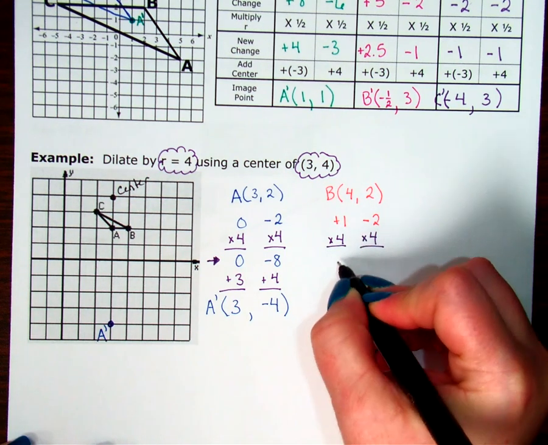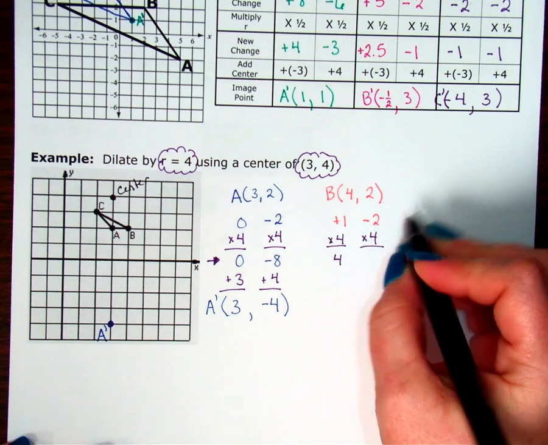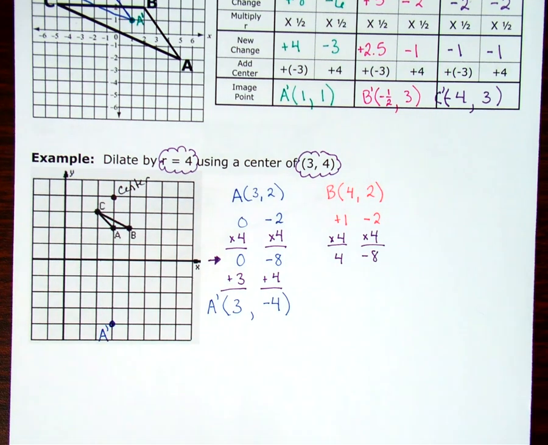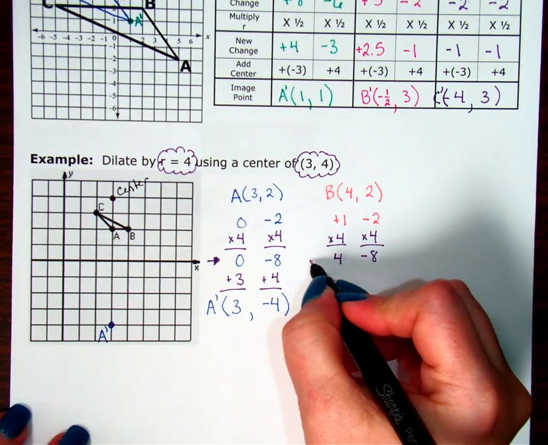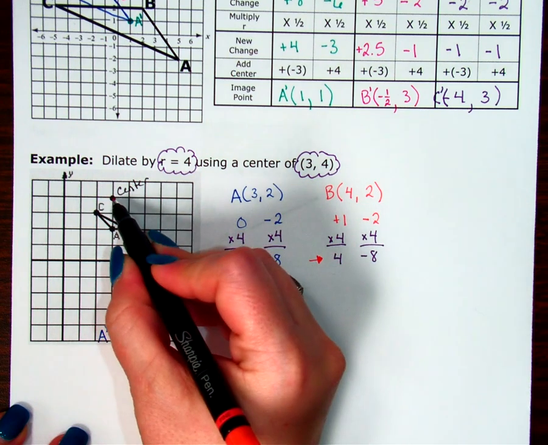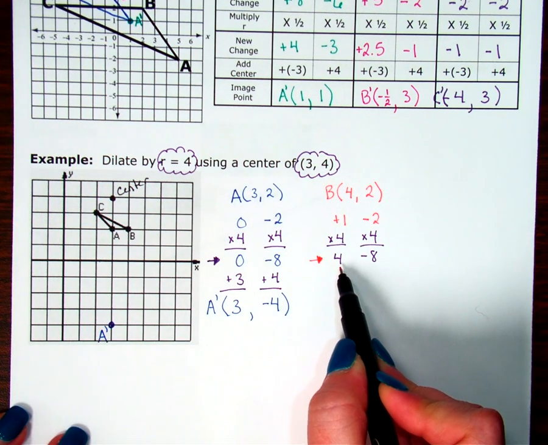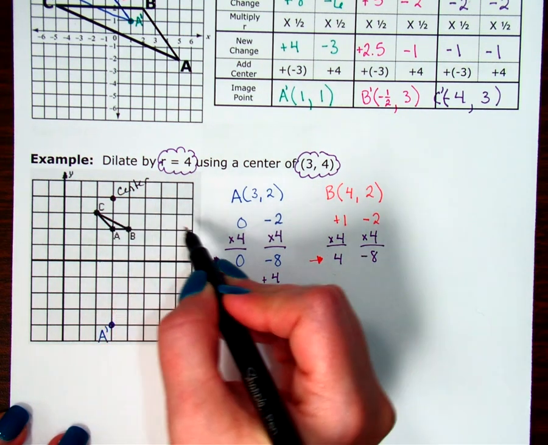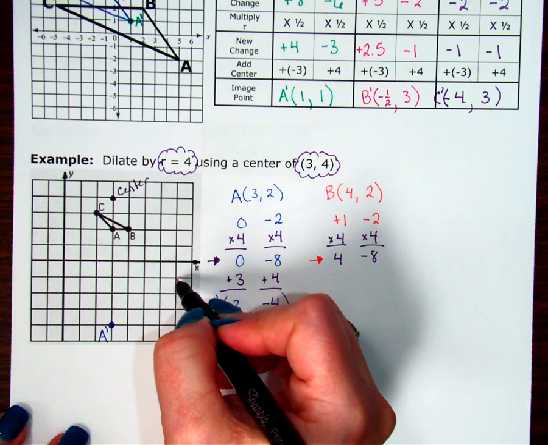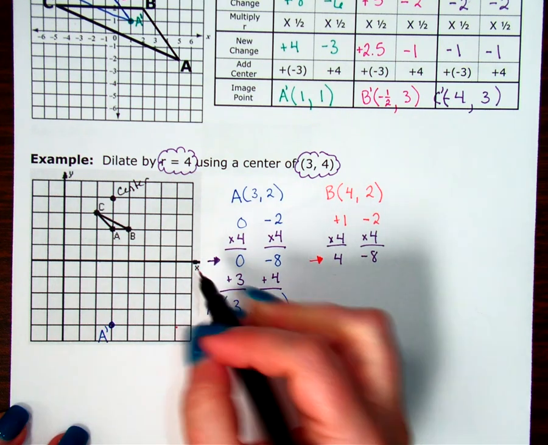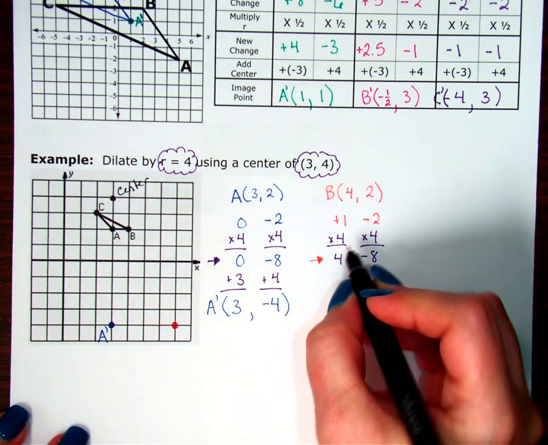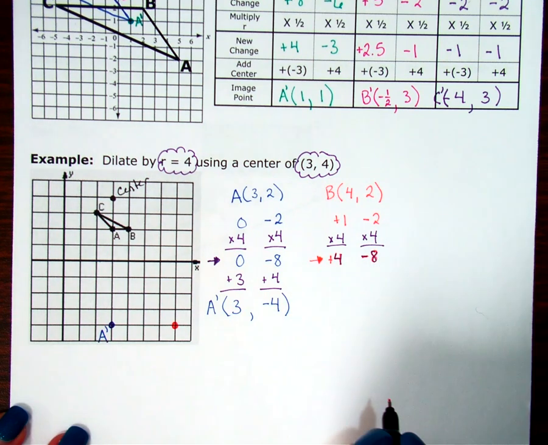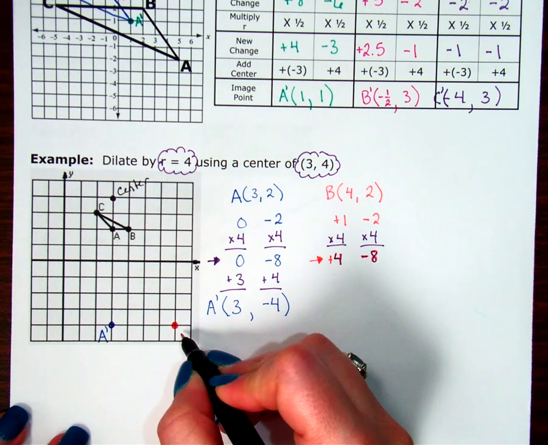1 times 4 is 4. Negative 2 times 4 is negative 8. So there is my new change. I can use this new change with my point and say, okay, it's a positive 4, so I'm going to go right 4 and down 8 from my center. So right 4 and down 8. And that's going to put me right here as my new B prime.